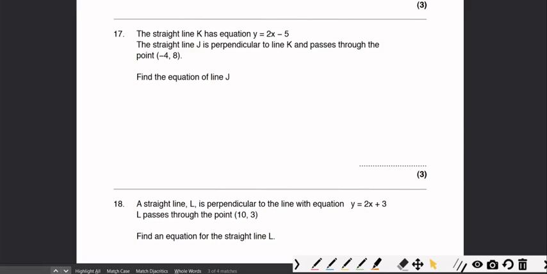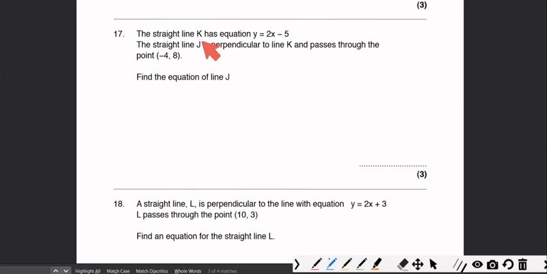Okay, here I'm looking at one of the core bit maths questions, how to find an equation of a perpendicular line. Now, before you watch this video, you need to have a look at the videos that I made on how to find equation of parallel lines. Okay, we'll look at this question.